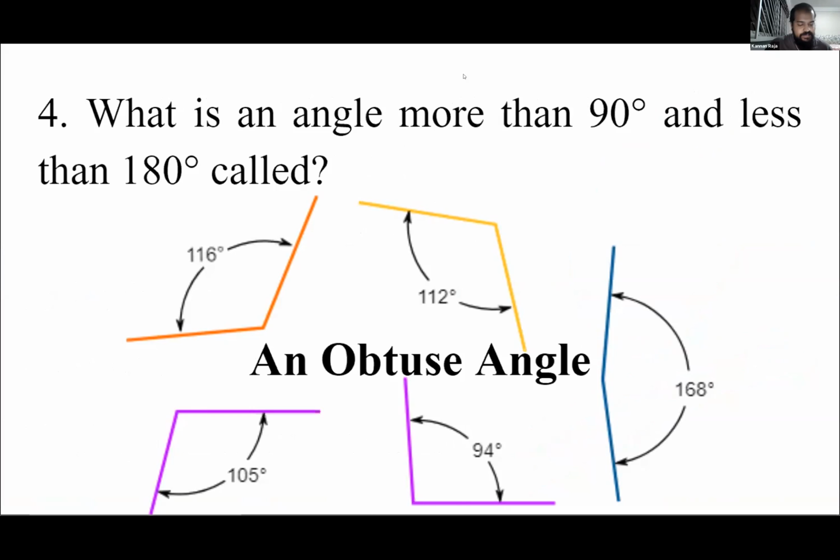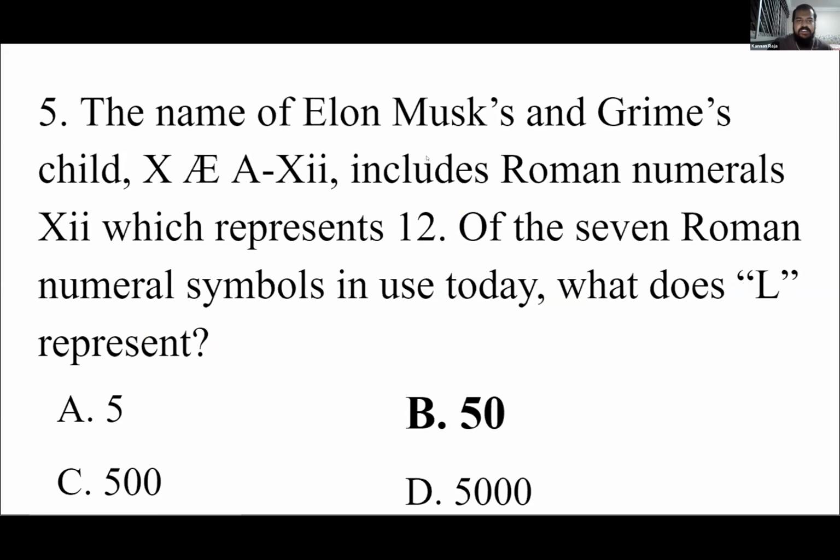Five, the name of the child, that's not even the question at all. L represents 50. L represents 50. Marcus, say the name again. XSA12. Excellent.